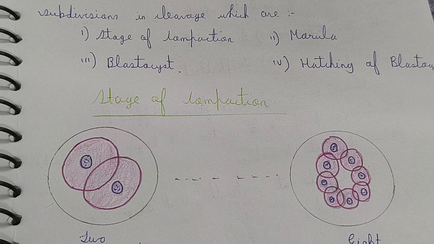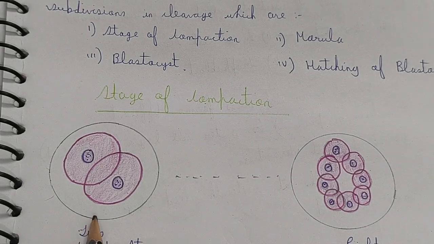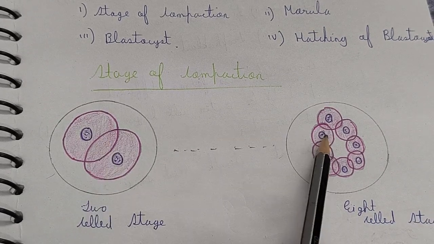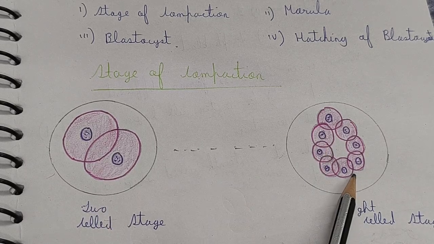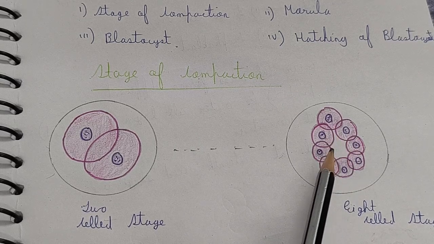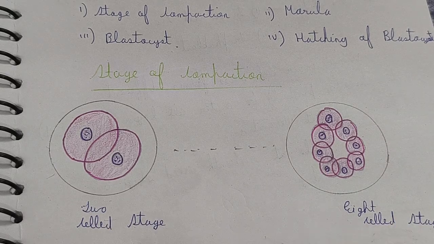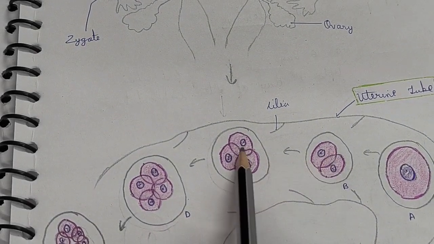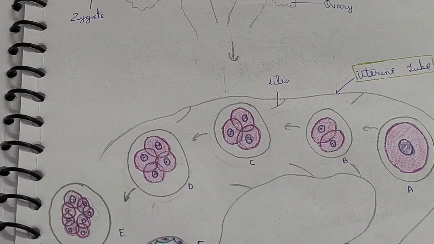First of all, you should understand the stage of compaction. But before understanding it, you should see that in the 2 cell stage, all cells are of similar shape and size. Also, from the 2 cell stage to the 8 cell stage, all cells are similar in shape and size, and they can form the same derivatives. In this diagram also, basically all the cells are similar to one another and they can form the same derivatives.